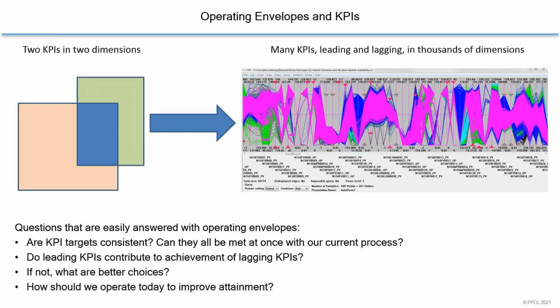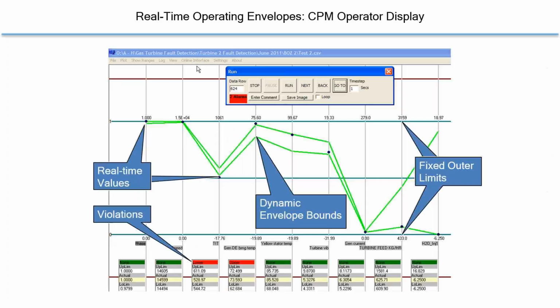So a huge benefit there, going from questions of, are our operating targets consistent? Do our leading KPIs help drive our ultimate performance and our lagging KPIs? Or are they irrelevant and we're asking people to do things that they don't need to do? So being able to see all of that visually can change that and also give us insight into how we can change our operations to improve attainment.